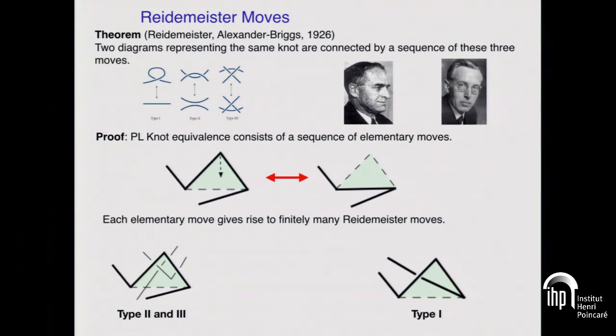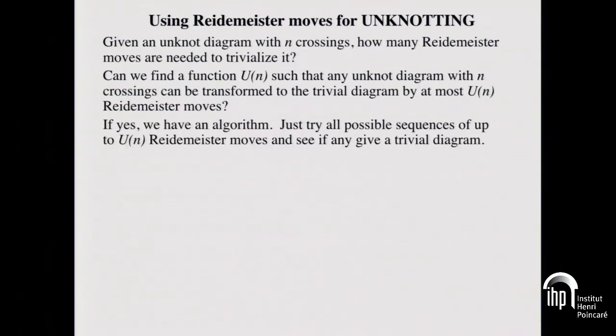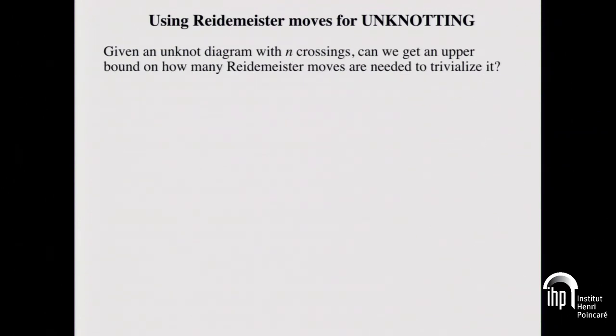So we can get a count that way, and that's what Jeff Lagarias and I did when we got an upper bound for Reidemeister moves. Okay, so to get an algorithm out of Reidemeister moves, what we need to do is get an upper bound for how many Reidemeister moves we need to take a diagram and move it to the trivial diagram.